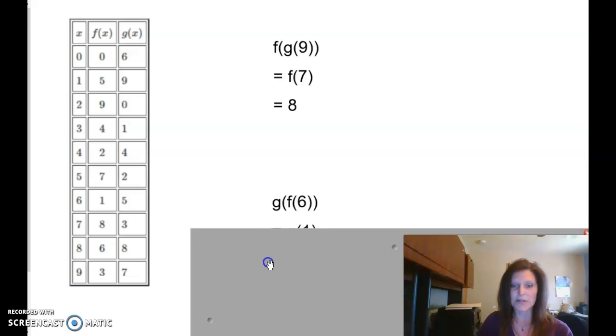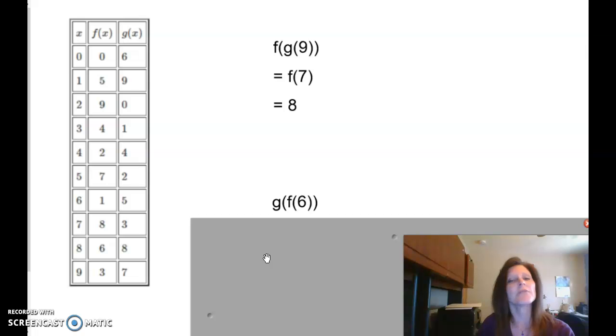Let's see if you can do one. So what would you do for g of f of 6? Go ahead and pause it and try it for yourself. Okay, now let's take a look.